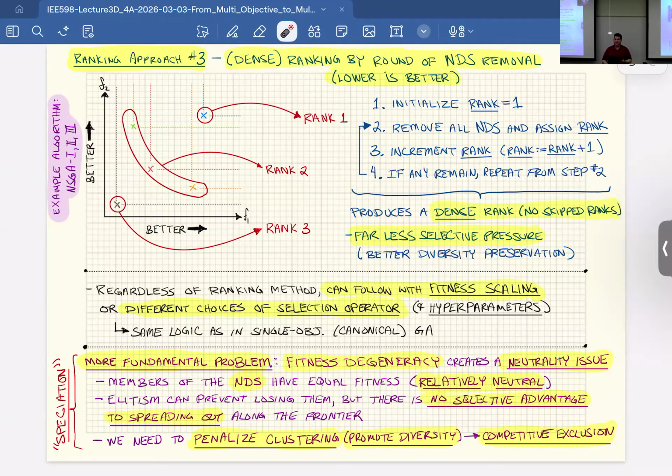Before I do that, any further questions about this Pareto ranking idea, using dominance as a fitness driver?